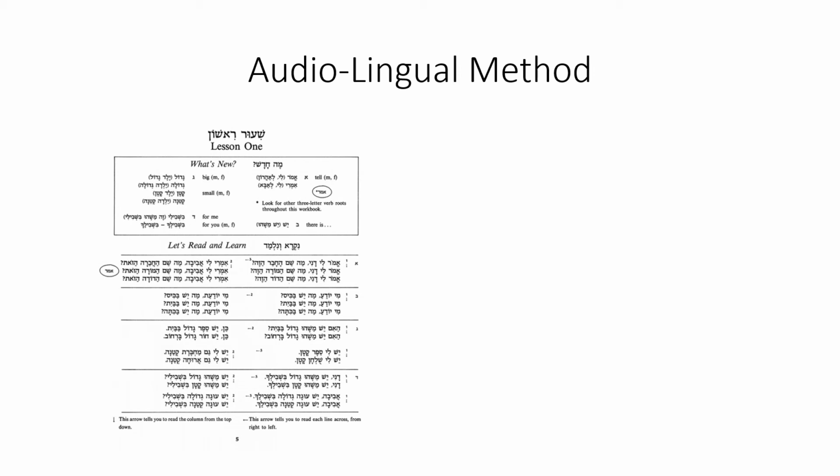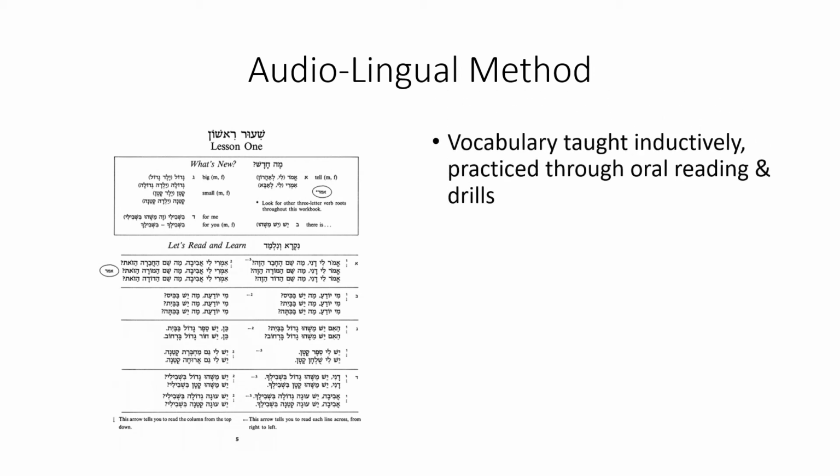With the audio-lingual method, we find very similar kinds of things. Vocabulary is taught inductively and practiced through oral reading and drills. Now, the inductive approach to vocabulary means that it's not translated. In the audio-lingual method, vocabulary is repeated. Sometimes gestures are incorporated, sometimes pictures, but really it's only about repetition.